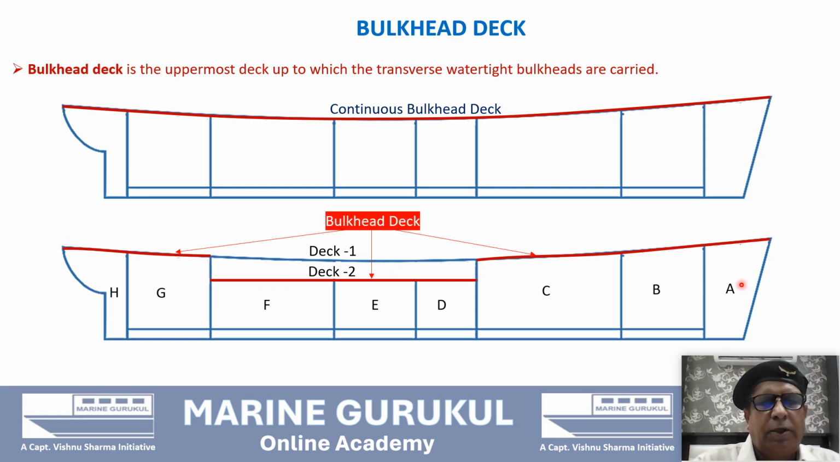So for zones A, B, C, G and H, deck 1 shall be the bulkhead deck, while for D, E and F, deck 2 shall be taken as the bulkhead deck. As I have already said, of course, there are certain conditions connected to it. So deck 1 and deck 2, respectively being taken as bulkhead deck, shall be subject to those conditions.